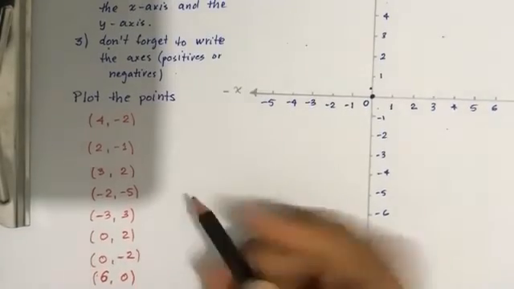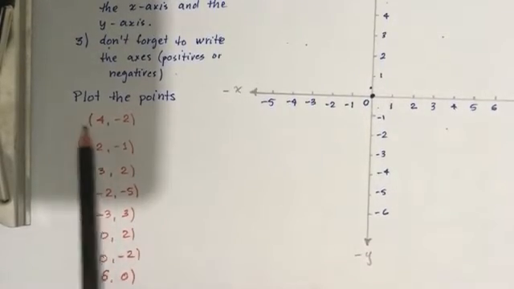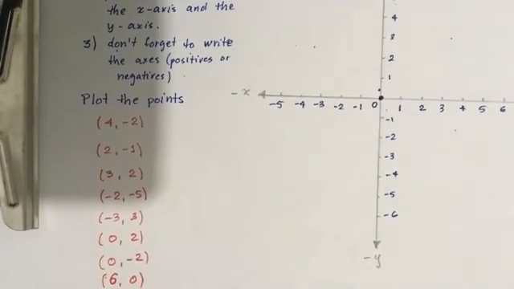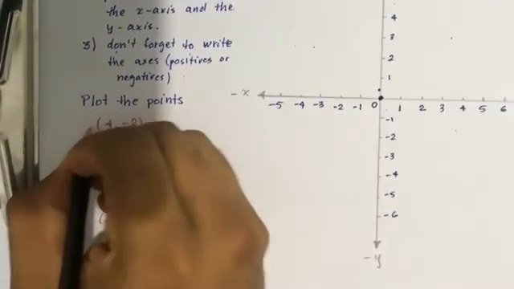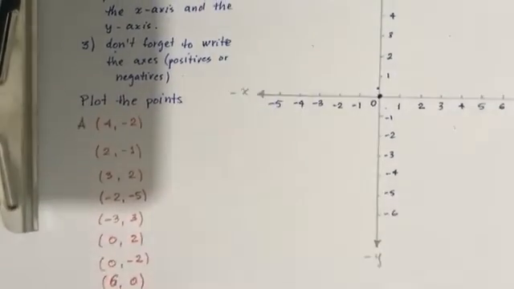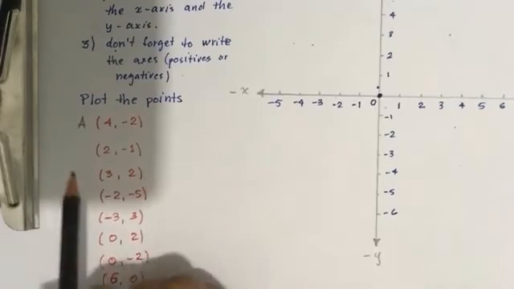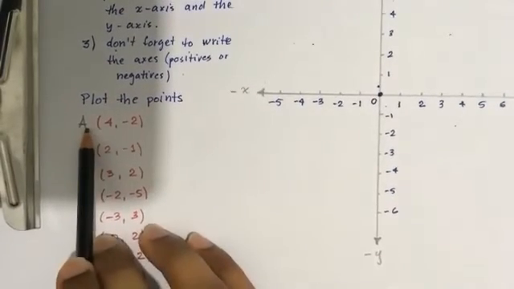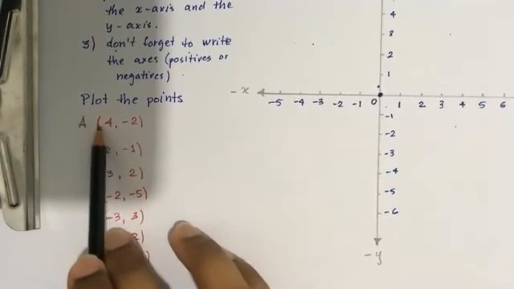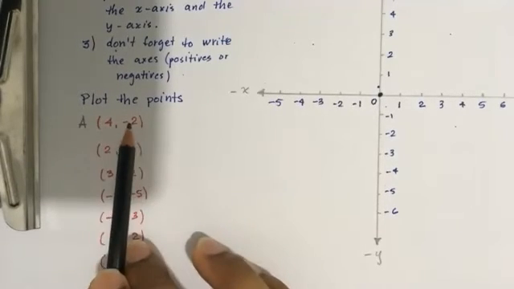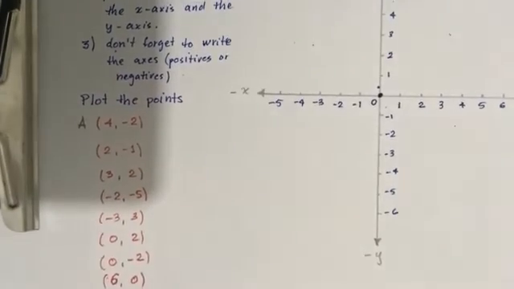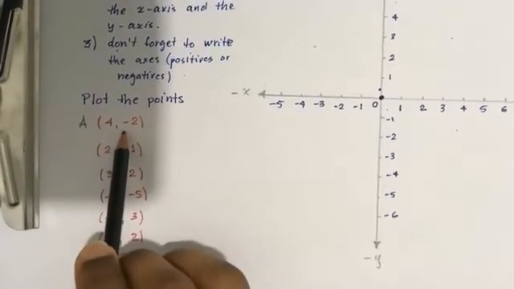Okay, the first point I'm going to call, the points can have names, okay? This point I could call with the letter A. This is the point A. What is the point A? The point A has an ordered pair. Remember that this is called an ordered pair. And the ordered pair is (4, -2). So I'm going to plot this point.